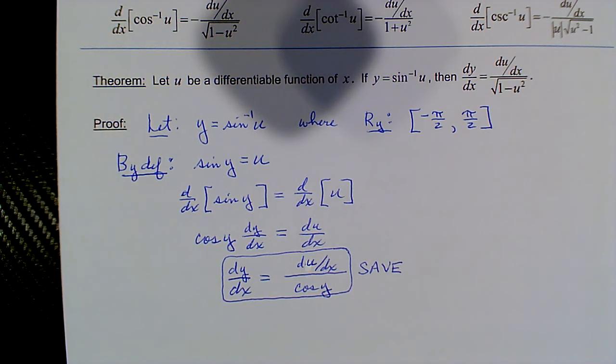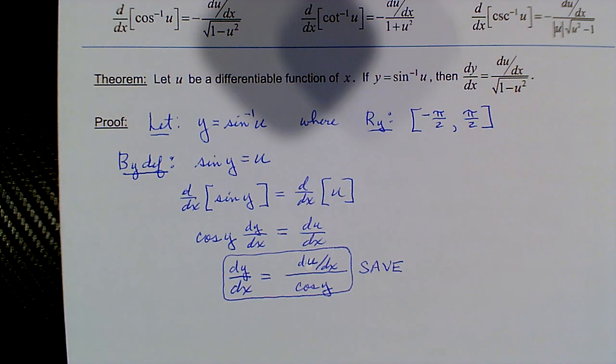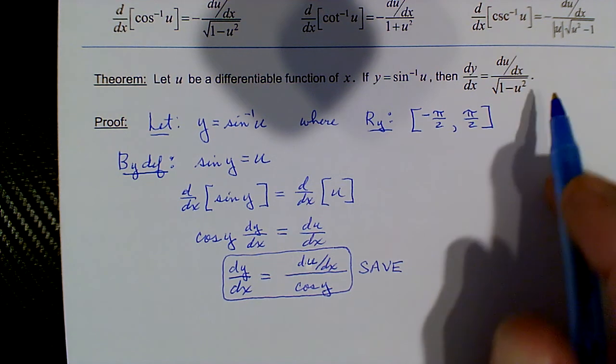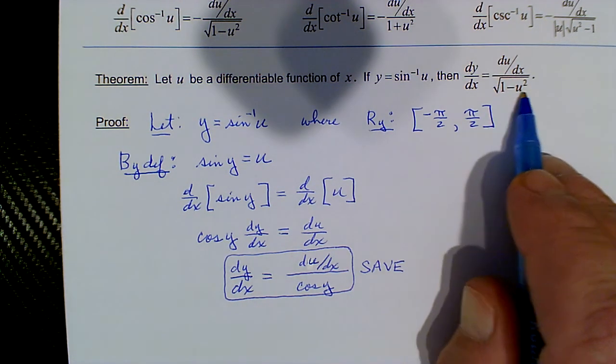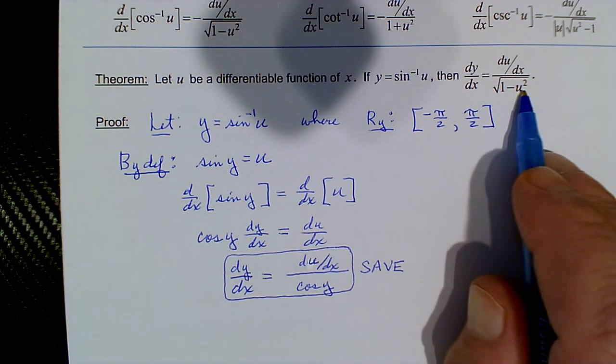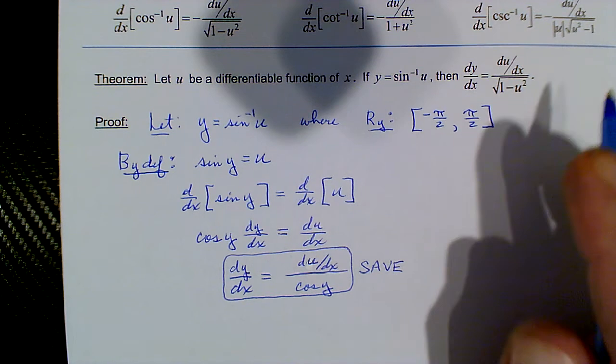So to begin with, what we're going to do, and what motivates us to do this, is the fact that more than likely this is coming from the Pythagorean Theorem, the square root of 1 minus u squared.